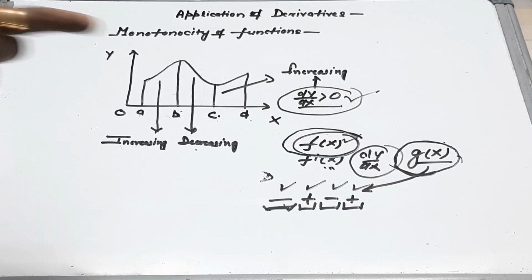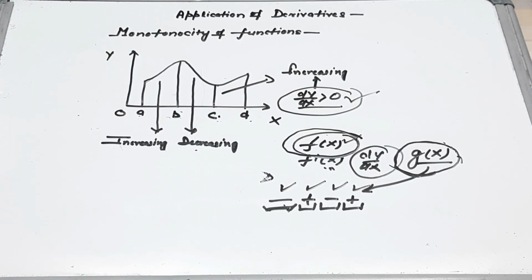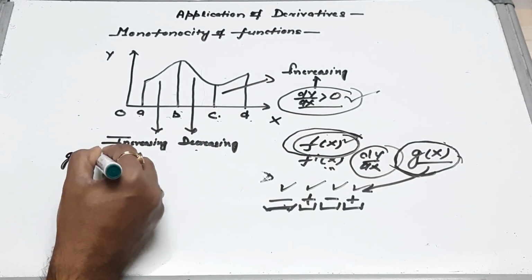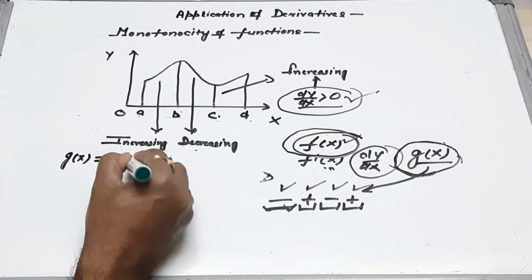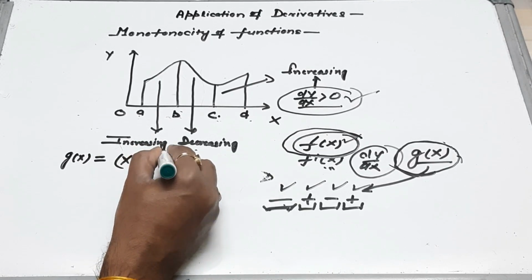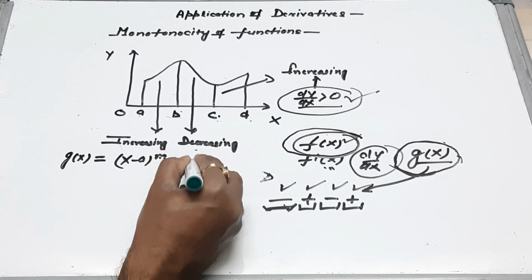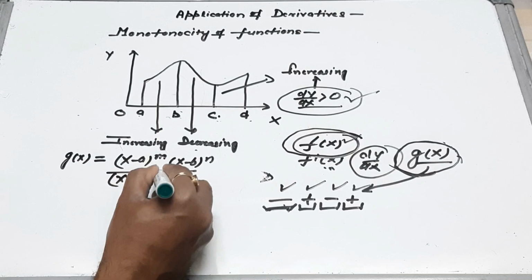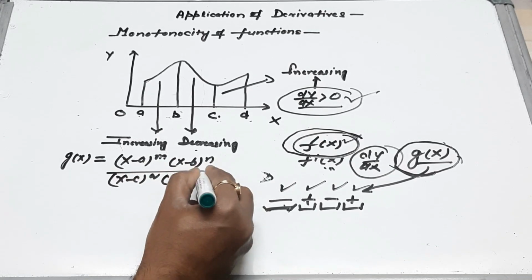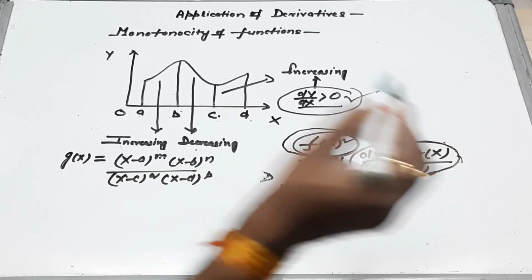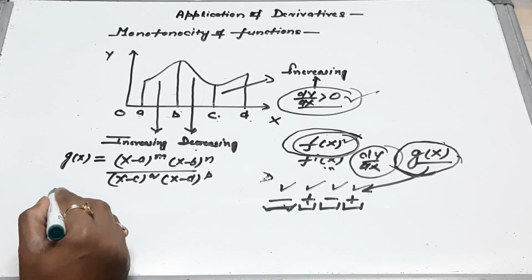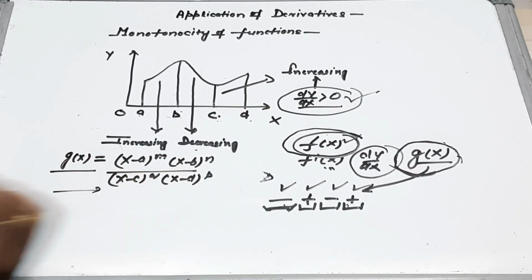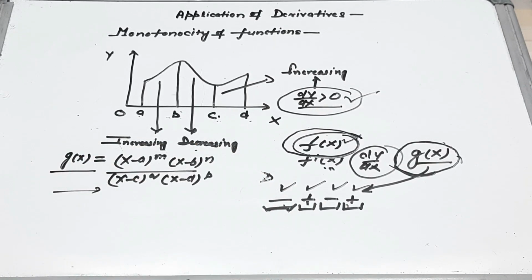Now in continuation, we will learn one important theorem about rational functions. Suppose g(x) comes in the form of a rational function, meaning the derivative comes like this, and so many times it will come like this only: (x minus a) power m, (x minus b) power n, (x minus c) power q, and (x minus d) power p. In that form, if we get the derivative function, then there is a theorem for checking the sign convention of this function. Means for rational functions there is a law.